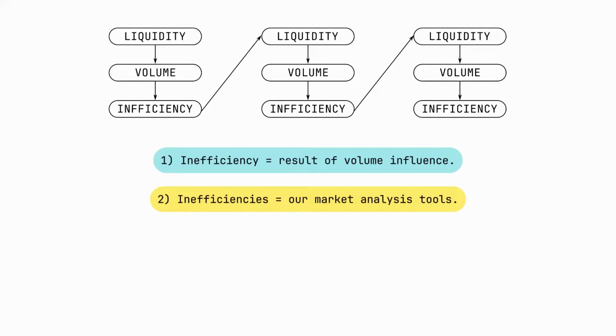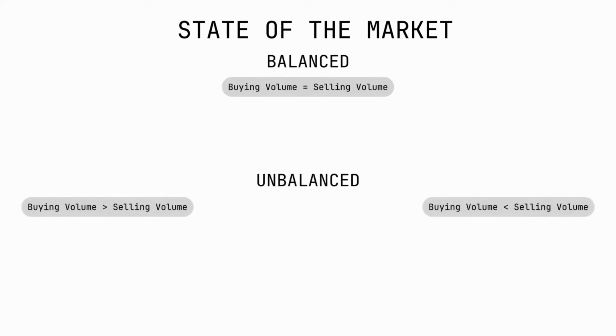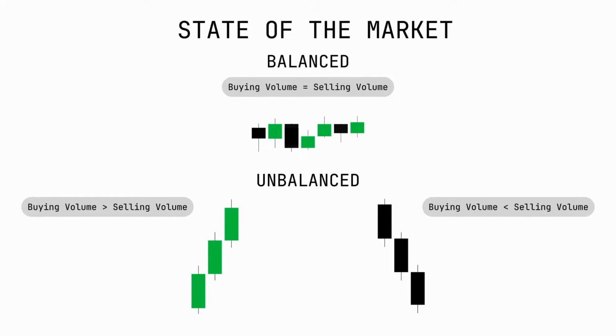To understand inefficiencies more deeply, we need to consider 2 important factors. First, the state of the market at any given moment. The market can be balanced, where buying and selling volumes are equal, and price movement is slow or minimal. Neither buyers nor sellers dominate. This is uncommon and usually seen during very low volatility conditions. Unbalanced, which is the norm. When buy volume exceeds sell volume, price rises. When sell volume exceeds buy volume, price falls.